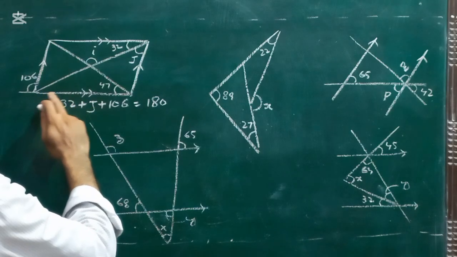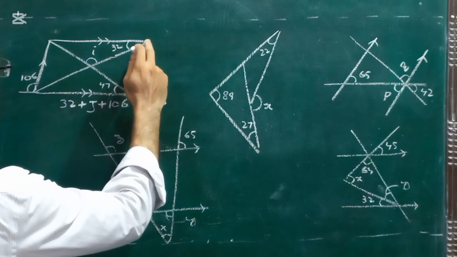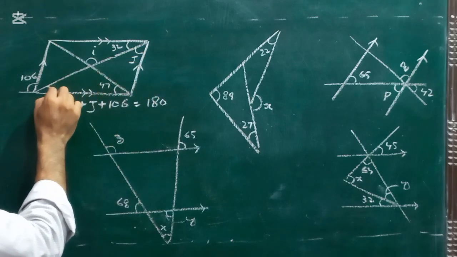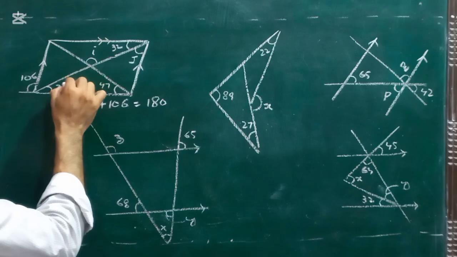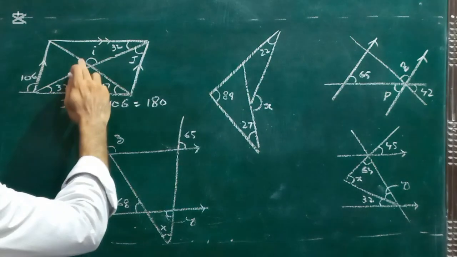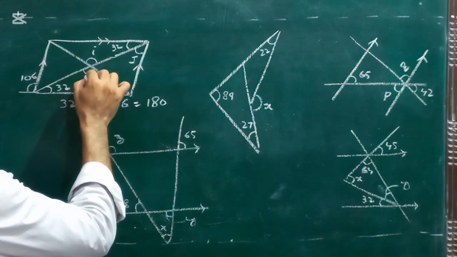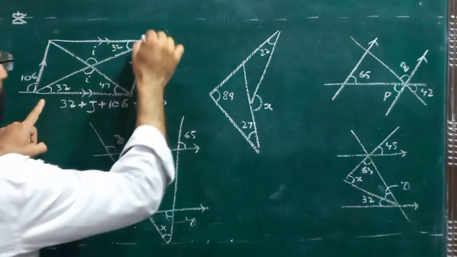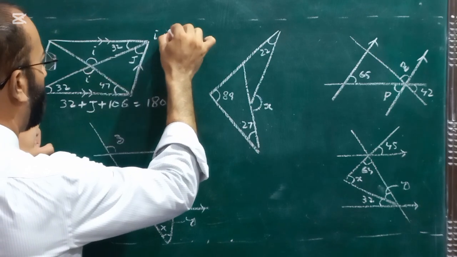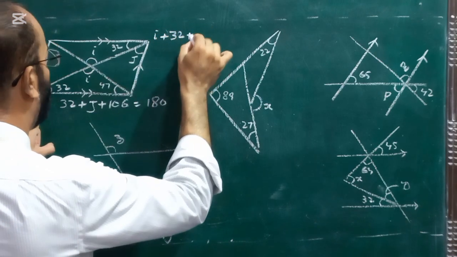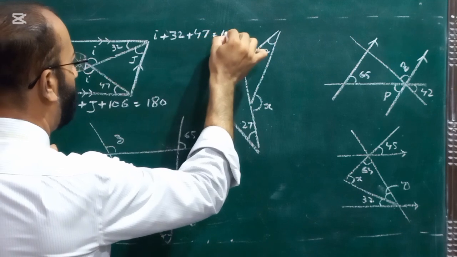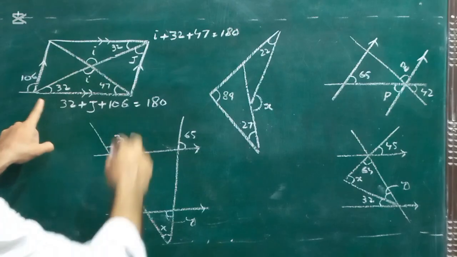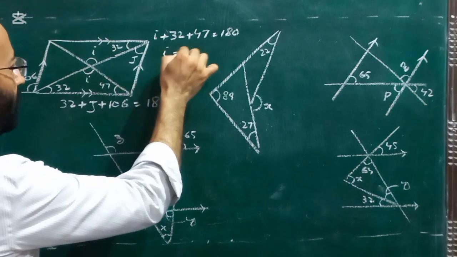Okay. These two are parallel lines. If this is 32, this will also be 32 because of the alternate angles. And this is I, so this will also be I because of the vertically opposite angles. So I plus 32 plus 47 is equal to 180 degrees, because the sum of the angles of a triangle is 180 degrees. So from here you can find the value of I.